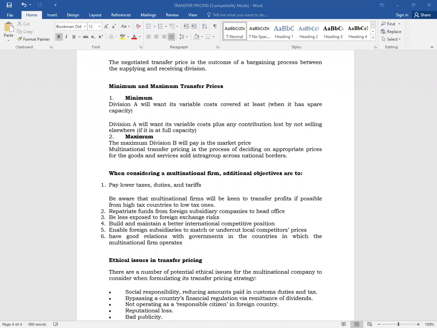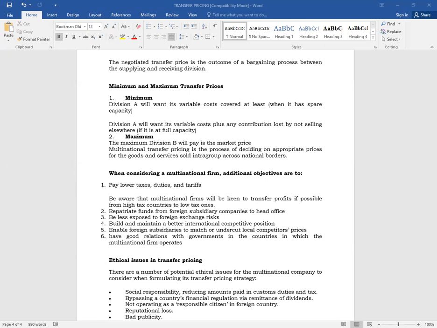You're told that Division B currently sources this product externally for ₺700. The same grade of materials and labor is used in both products. The cost cards for each product are shown below. So then, using an opportunity cost approach to transfer pricing, what is the minimum transfer price?